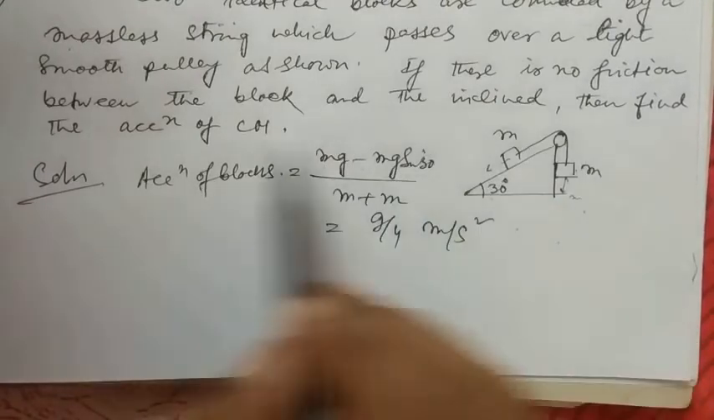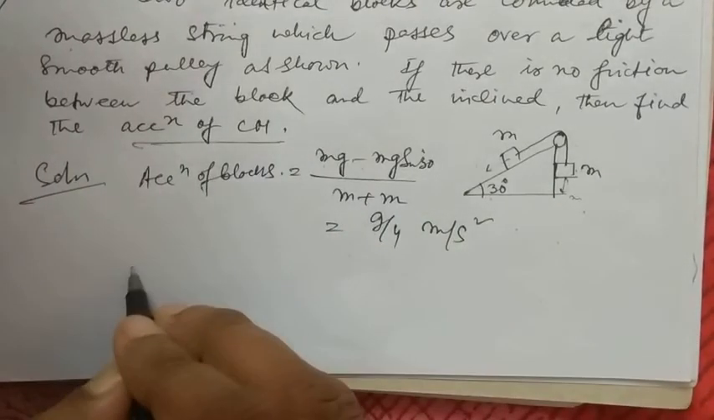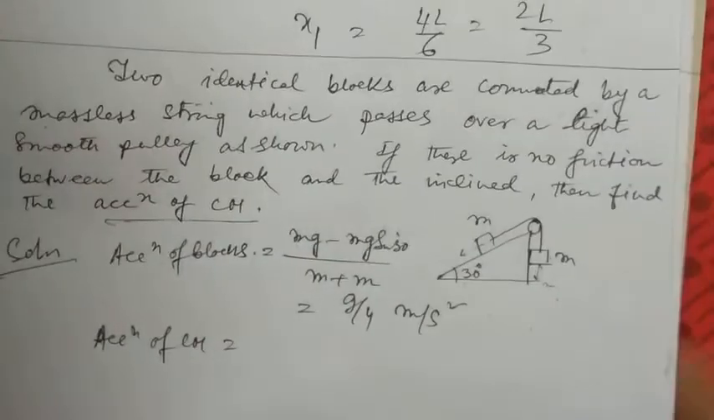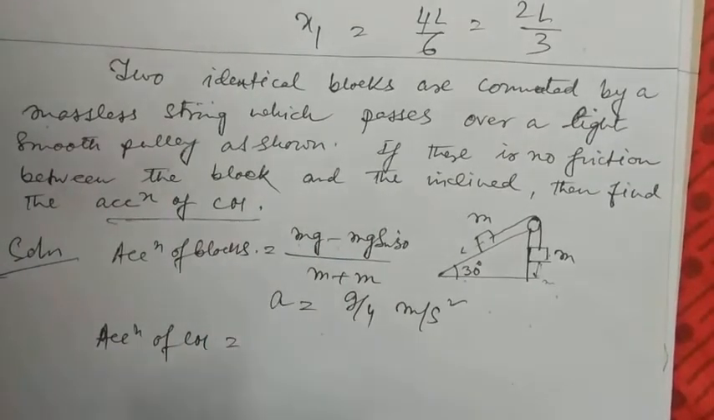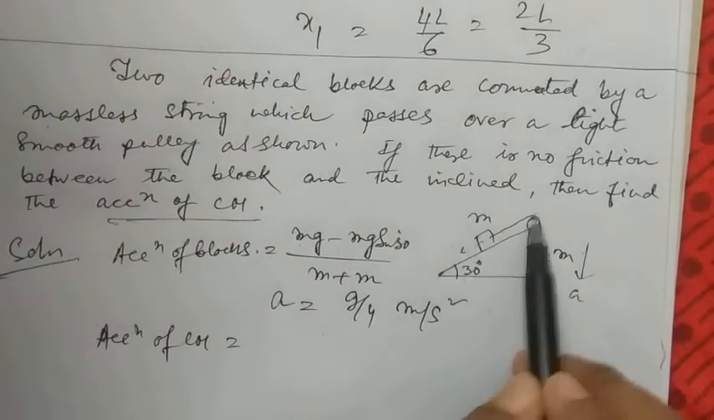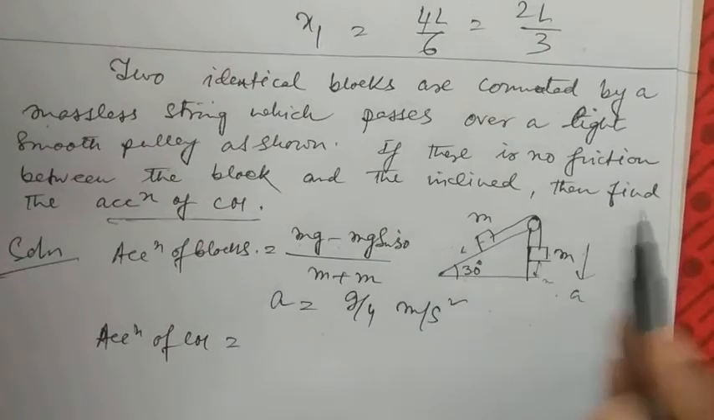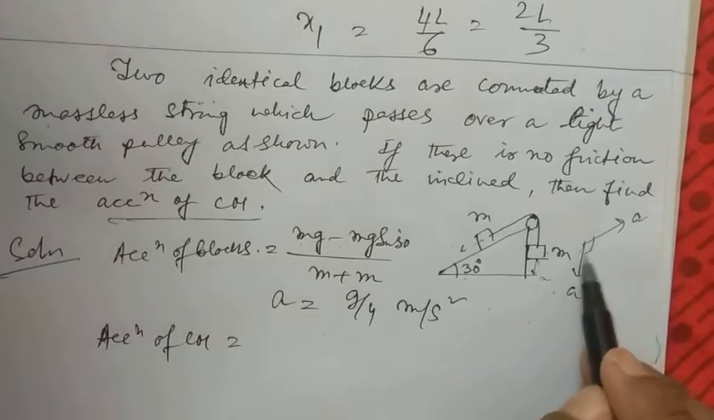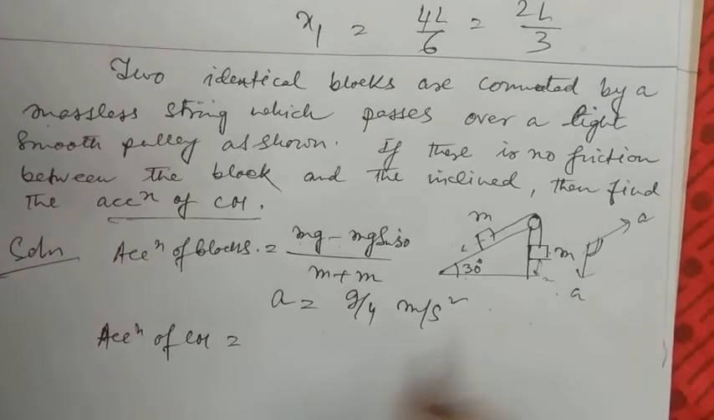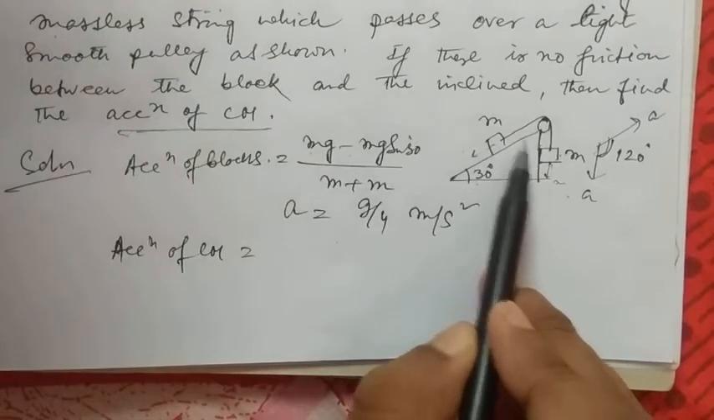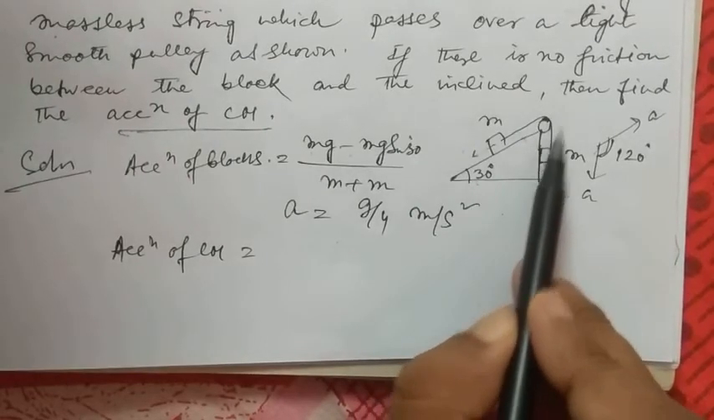Now we have to find out the acceleration of the center of mass. Now this acceleration we can write as a. The acceleration of m is downwards and the acceleration of this block is up the incline, so the direction is like this. So the angle between the two accelerations is equal to 120 degrees. This is 60, so the angle in this direction will be 120.